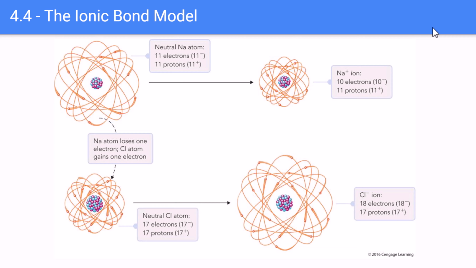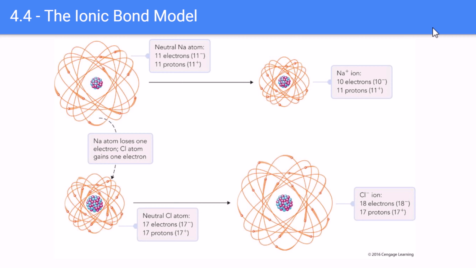So sodium, by losing that electron, now only has 10 electrons, whereas it has 11 protons. So therefore it has 1 more positive charge than negative charge, and so as a result, sodium will be a positive ion. Chlorine, however, has 17 electrons and 17 protons, but it gains 1 electron. So therefore, it now has 18 electrons when compared to 17 protons and is going to carry a negative charge.